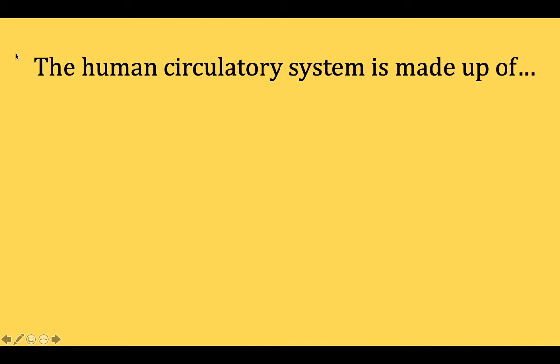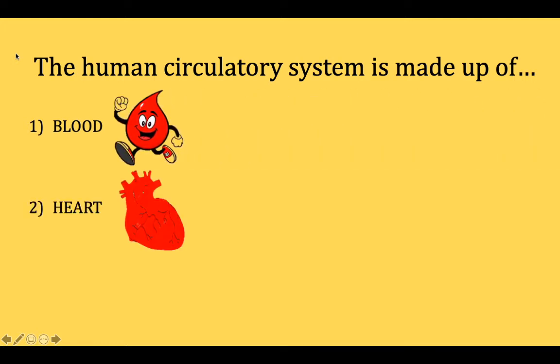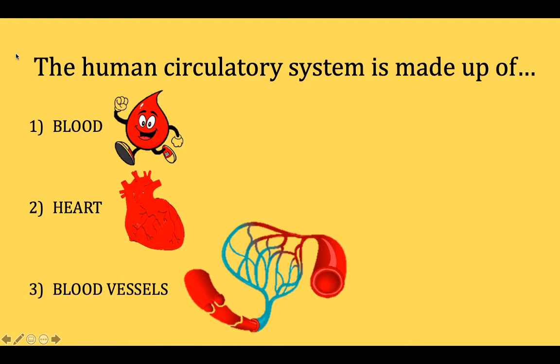So the human circulatory system is made up of 1, blood, right? 2, the heart, and 3, blood vessels. The purpose of the blood vessels is to carry the blood as it's transporting things from different parts of our body to other parts of our bodies. So we've got our blood, our heart, and our blood vessels. All together, they make up the circulatory system.